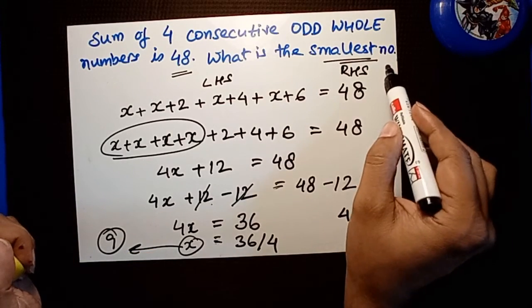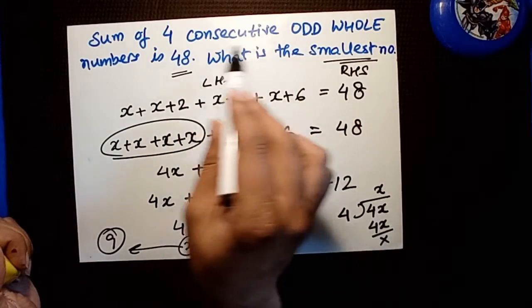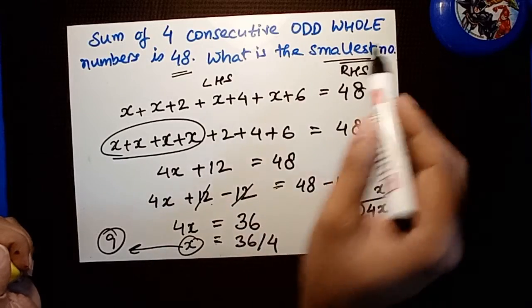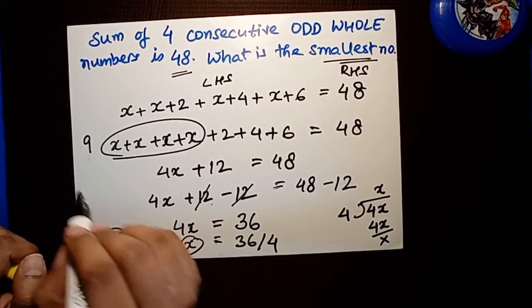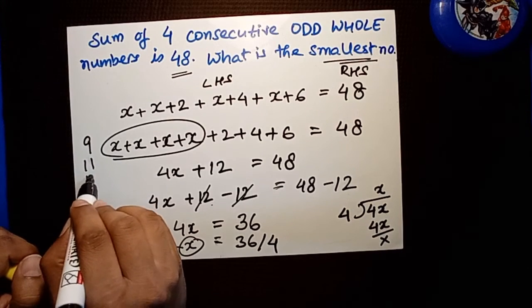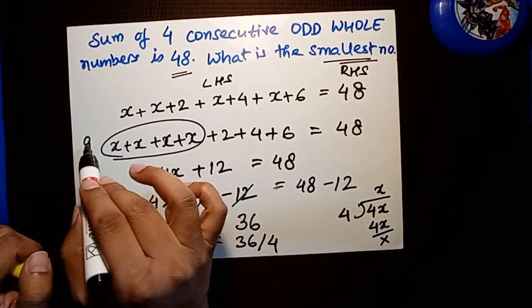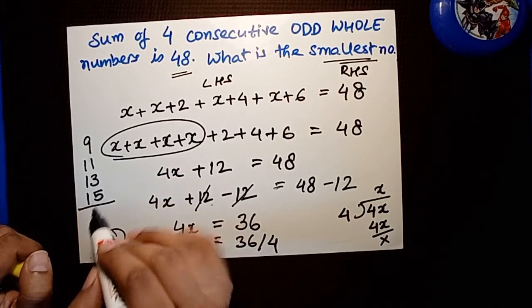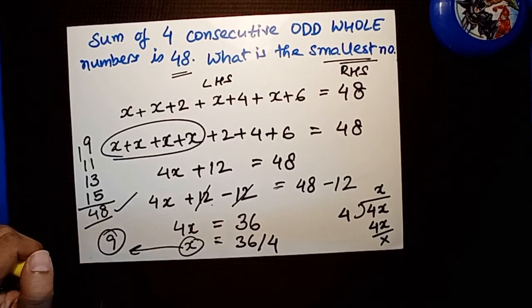So the smallest odd number in this series of consecutive odd whole numbers is 9. So what are the rest of the three numbers? 9, 11, 13, 15. Let's add them up and verify our answer. 9 plus 11 is 20, plus 13 is 33, plus 15 is 48. So the answer is correct.